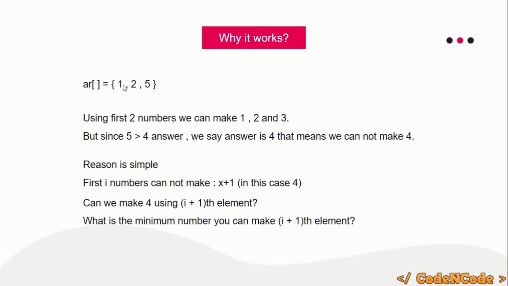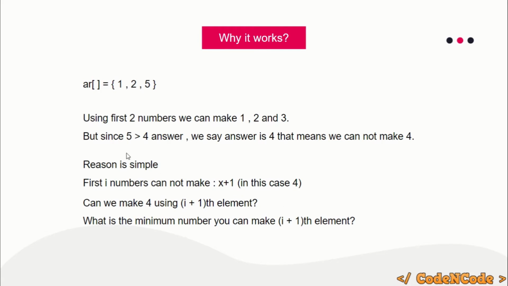So that means the first i numbers were not able to make 4, and the other numbers from i plus 1 to n are not able to make 4 as well. And that's why x plus 1 is your solution, because the i plus 1th number is greater than x plus 1. That means this number cannot help you make x plus 1, and the first i numbers were also not helping. So the i plus 1th element and all of the numbers ahead of it cannot help you make x plus 1 as well. And that's why x plus 1 is the smallest number which cannot be made. Okay, so now you understand why x plus 1 is the answer.